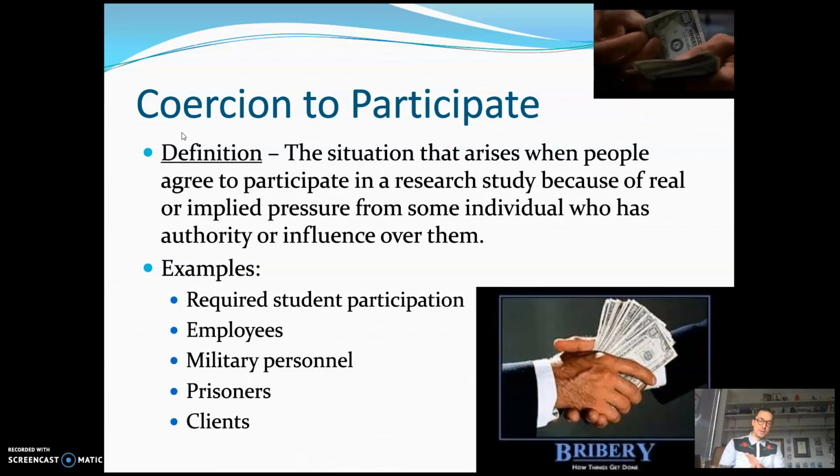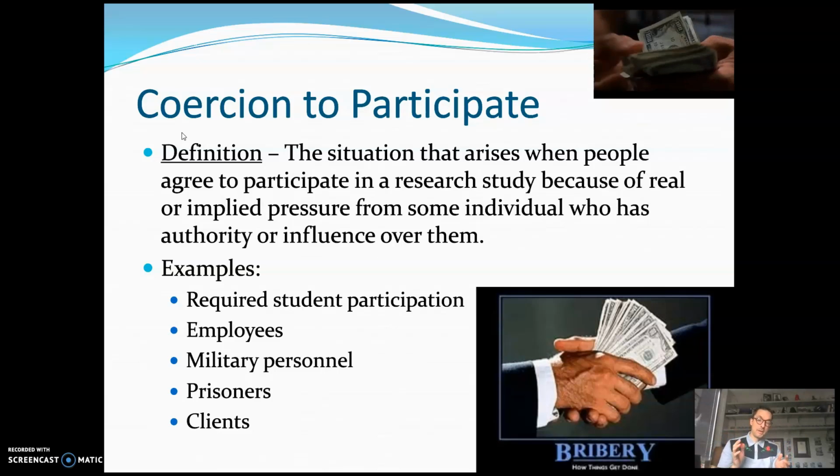Coercion is something that we don't think about a lot. Coercion is not bribery. Let's make this very clear. Bribes are not ethical. Coercion is. And you might think, what's the difference? They're the same thing. Bribes are larger. Coercion or inducements are smaller.